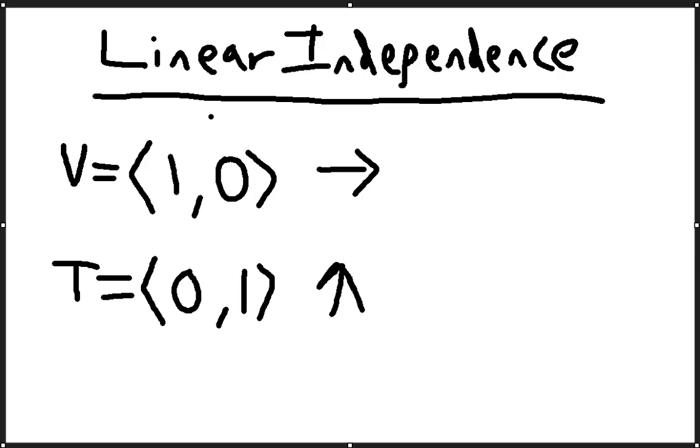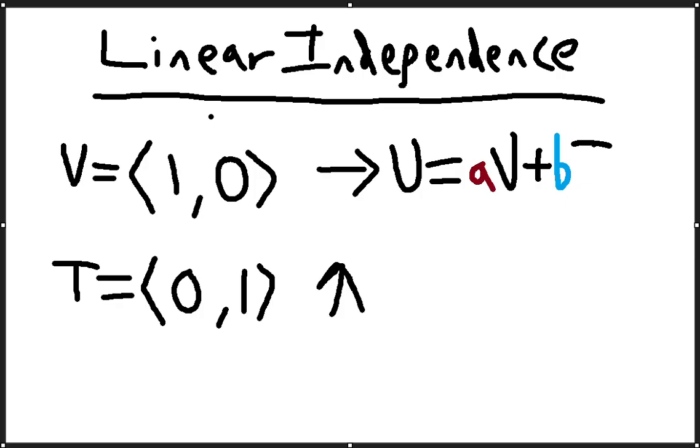Well, we can combine these using scalars. So if we have a vector u, it can be equal to, let's say, a times v plus b times t, where a and b are some numbers that basically scale these vectors and make them bigger or smaller.